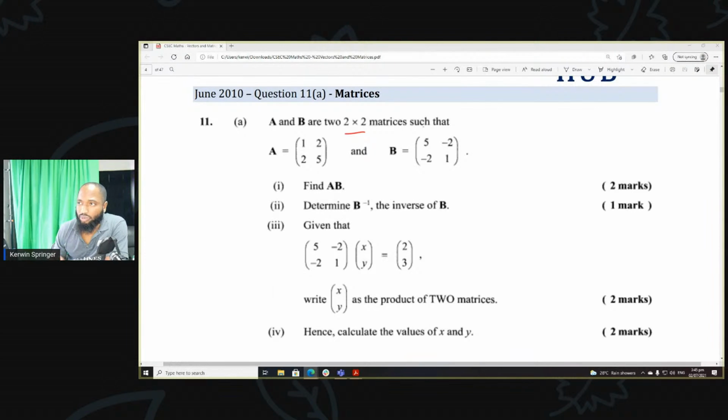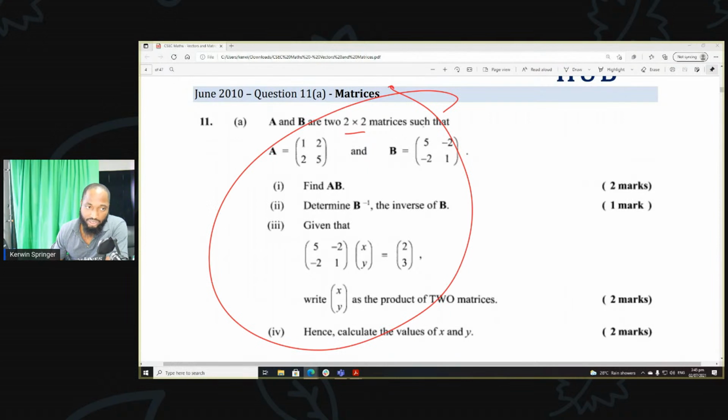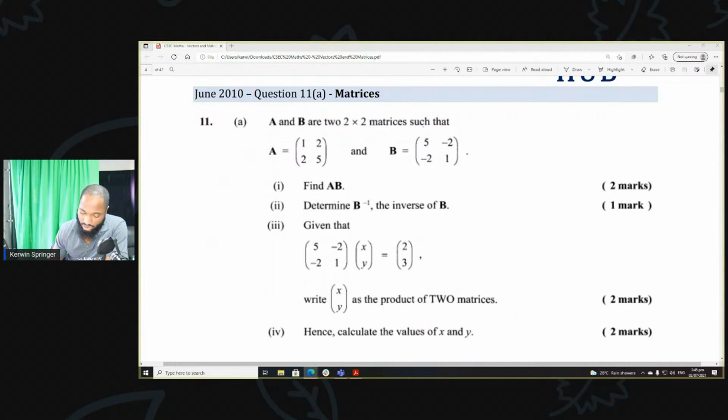A and B are two by two matrices. Find AB, determine B inverse, the inverse of B. So this is straightforward, this is the usual. Find AB, so we need to multiply A by B. Everything here needs to go on silent mode. We need to multiply A by B, no problem. We can do that.